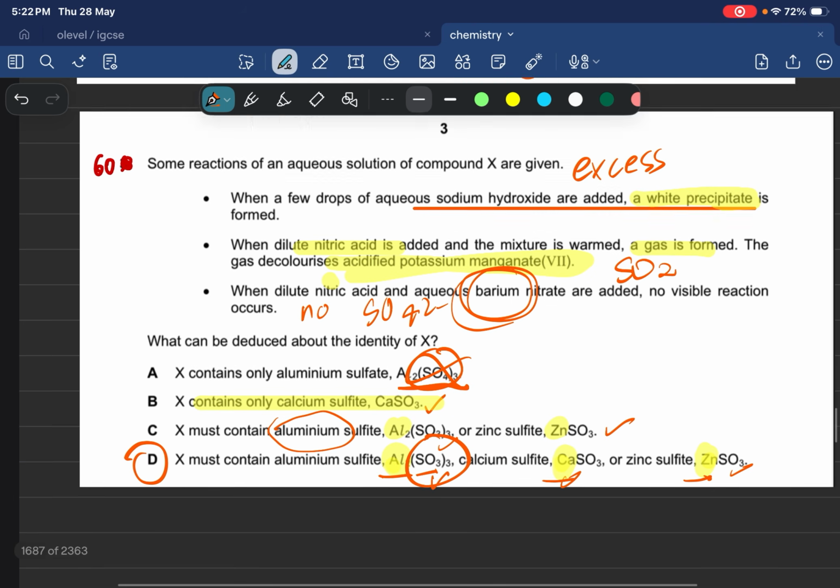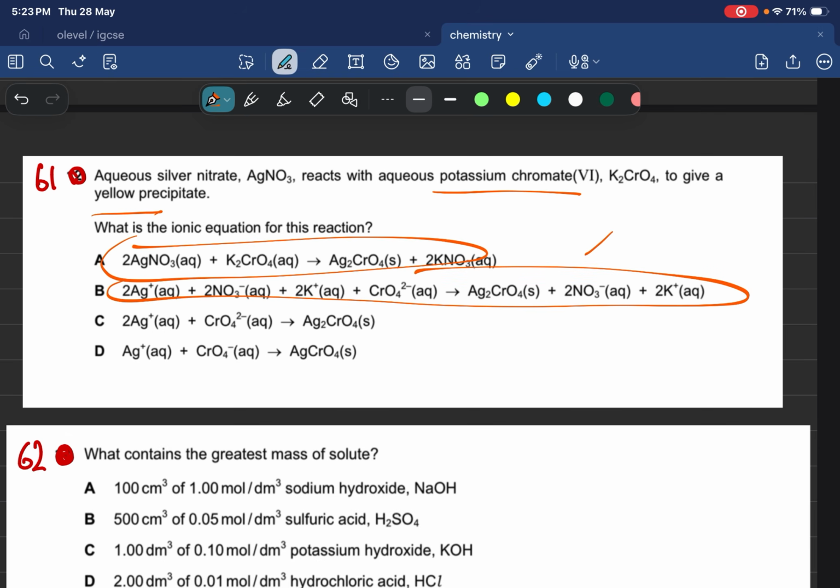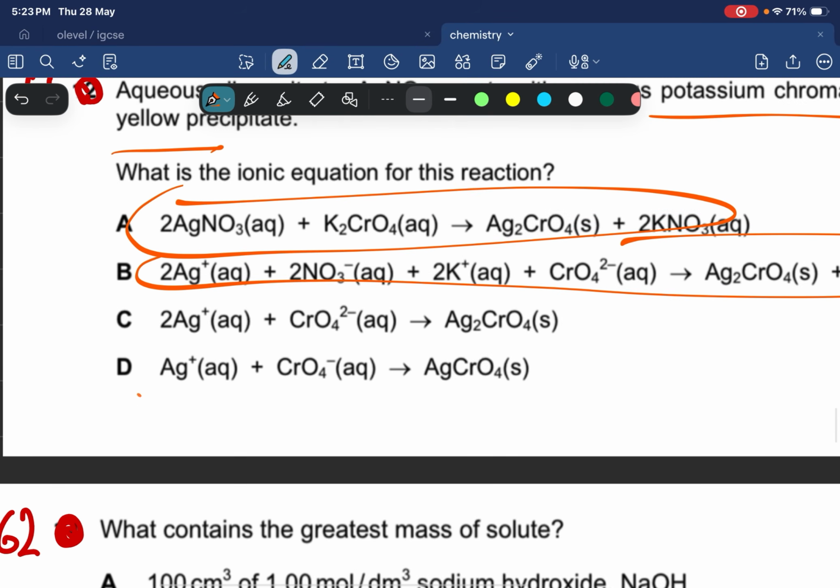Next. Aqueous silver nitrate AgNO3 reacts with aqueous potassium chromate to give a yellow precipitate. What is the ionic equation for the reaction? Ionic equation does not involve the entire thing. This is not an ionic equation. For precipitation, the ionic equation is very simple. You take the ions: silver nitrate reacts with potassium chromate to give a yellow solid. Okay. Look at the ionic equation down here.